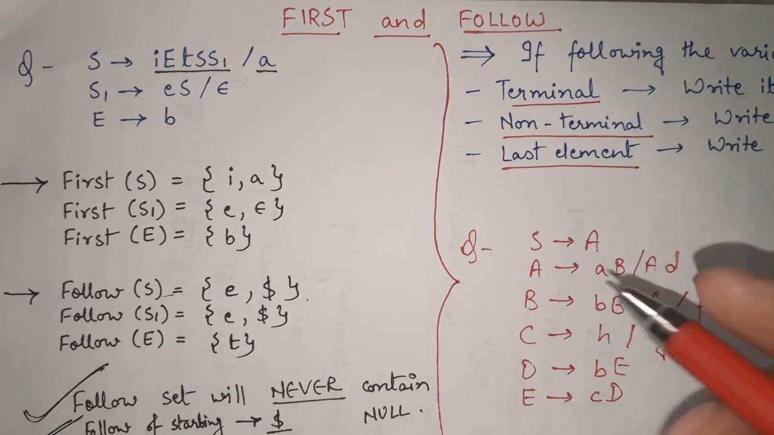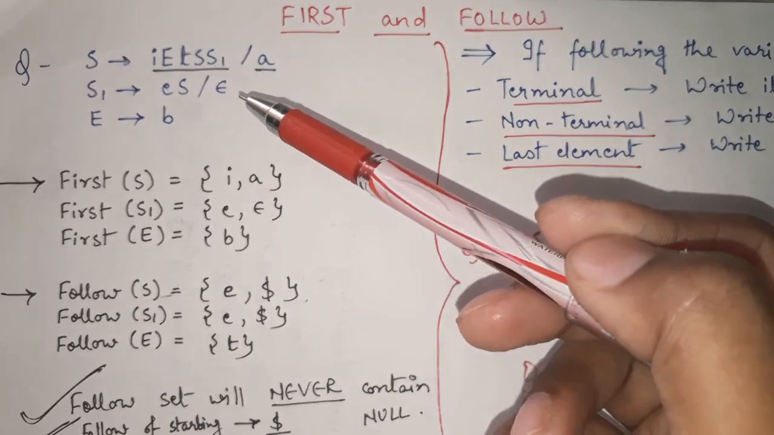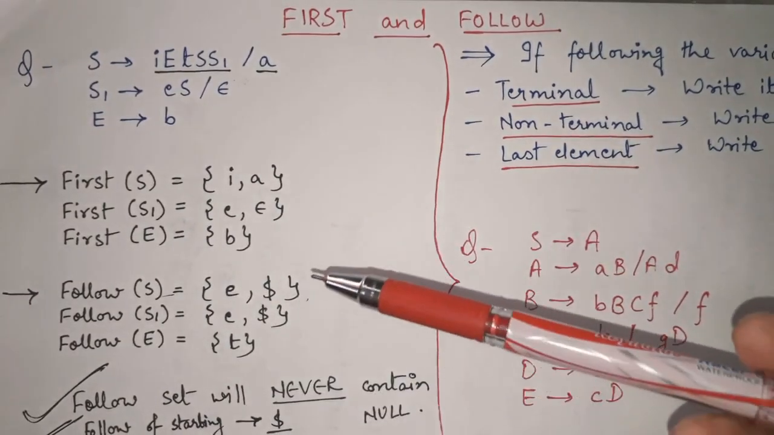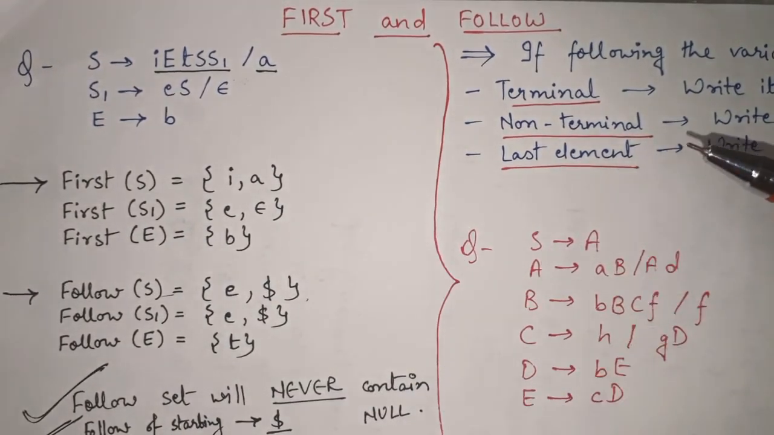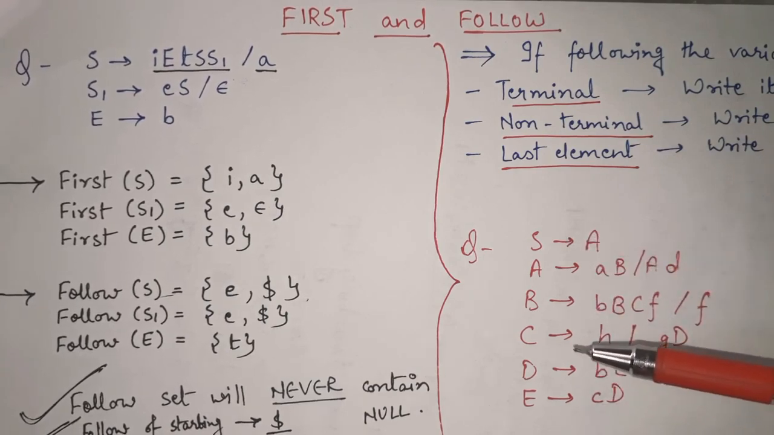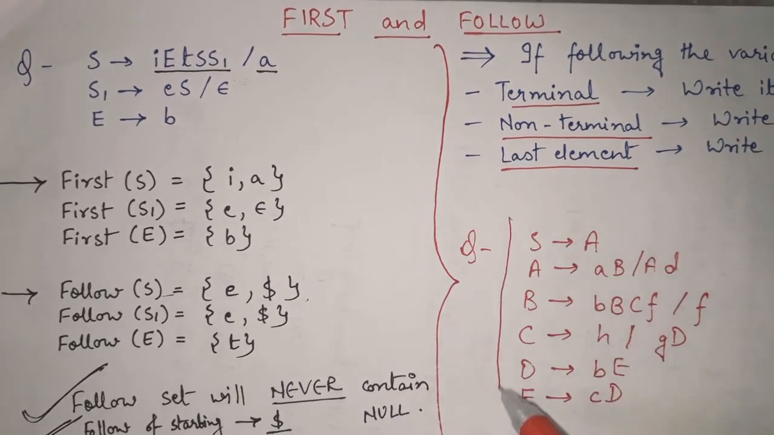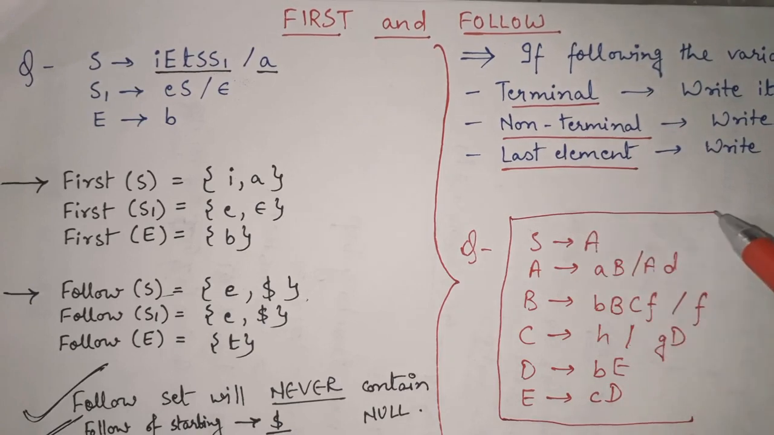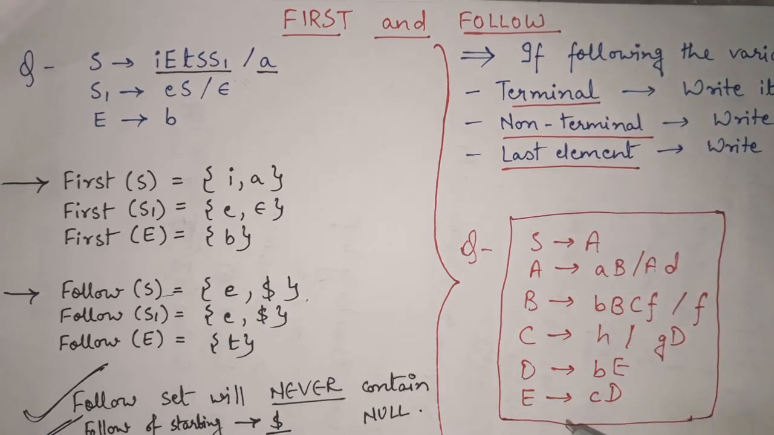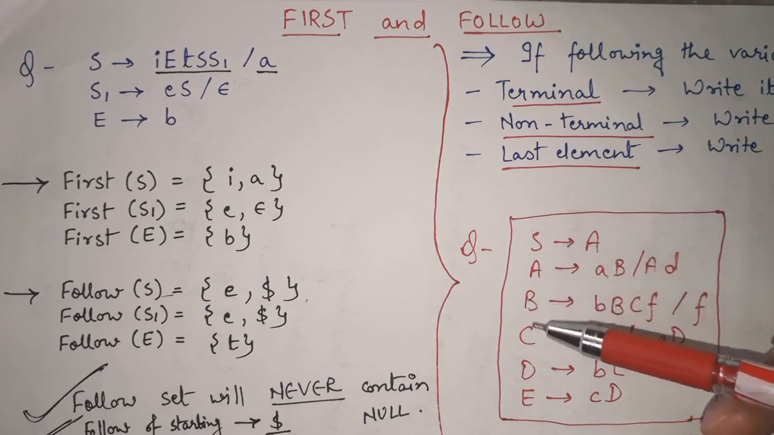This is quite complicated. In the first step, I was just explaining from the basics, so I had taken a comparatively easier example. But once you are aware of all the steps and all the rules, I hope you will be able to find out the first and follow of all these variables also. So this is one standard example, you can say. If you are able to solve this correctly, you can solve any first and follow easily. So please try to solve this example by yourself. Find out the first and follow for all 6 variables.